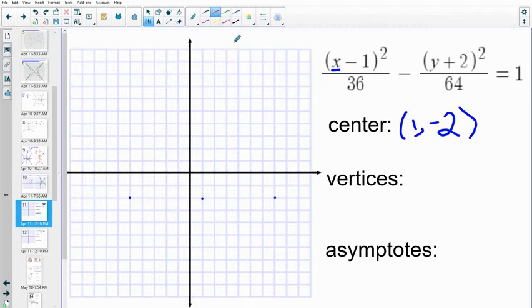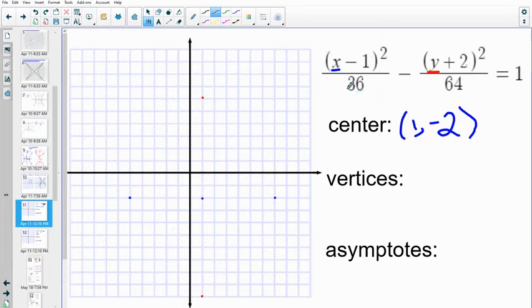And then vertically, with the y term, I've got 64, 8 squared, in the denominator. So from the center, because it's associated with the y term, I'll count up 1, 2, 3, 4, 5, 6, 7, 8, and down 1, 2, 3, 4, 5, 6, 7, 8, all the way down to the edge of my graph paper.